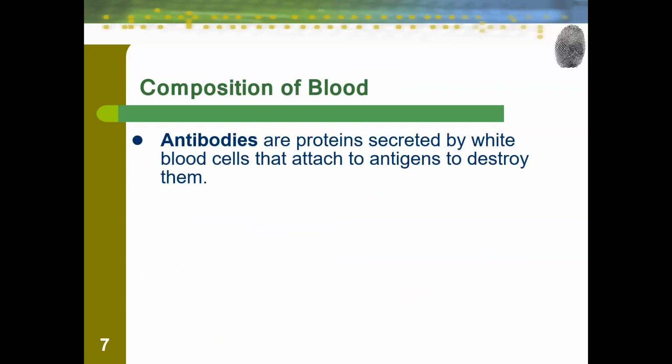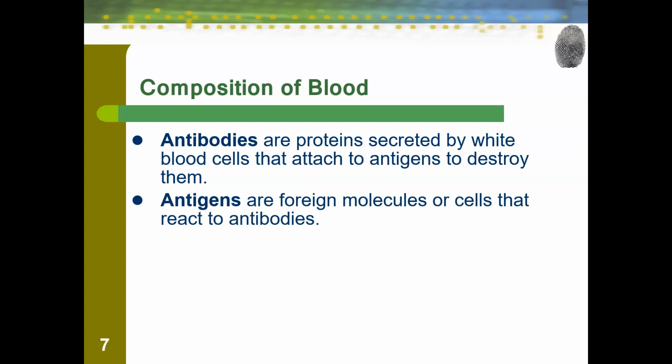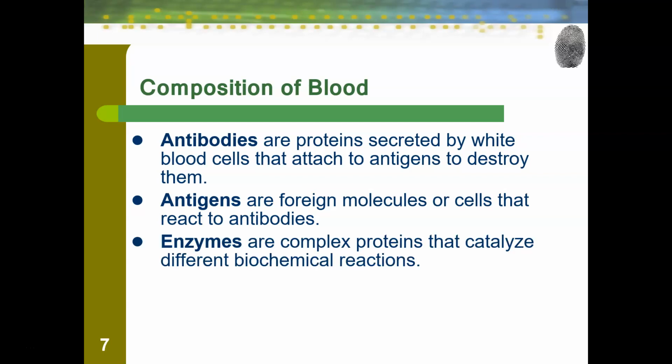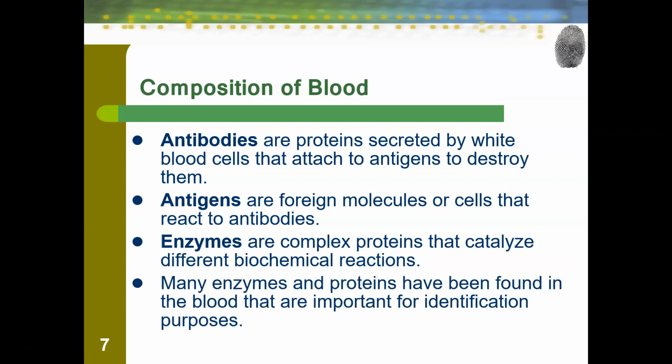Some more composition of blood. Your blood also contains antibodies, which are proteins secreted by white blood cells that attach to antigens to destroy them. Antigens, which are foreign molecules or cells that react to antibodies. Enzymes, which are complex proteins that catalyze different biochemical reactions. And many enzymes and proteins have been found in blood that are important for identification purposes.